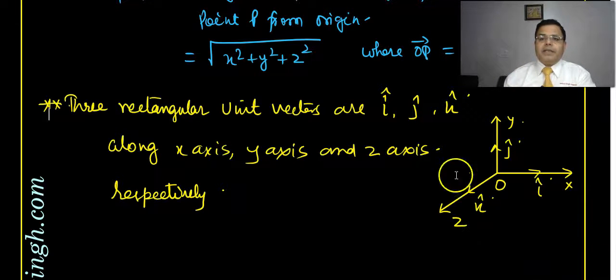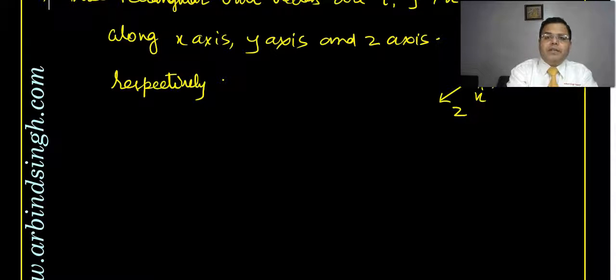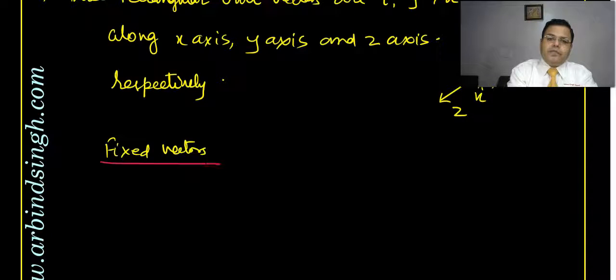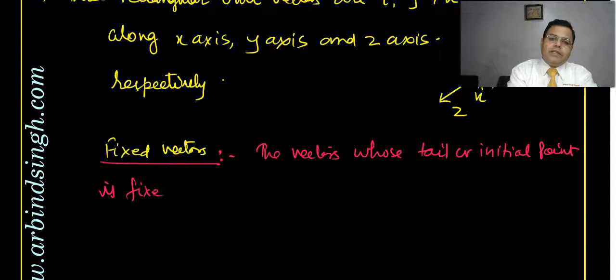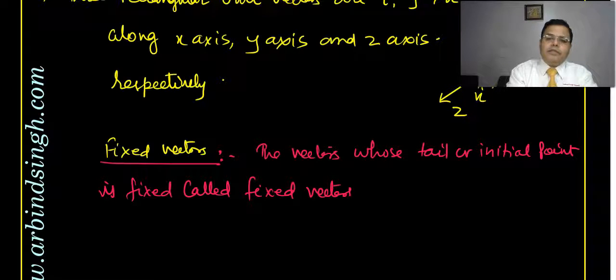Now there are fixed vectors. Some vectors are called fixed vectors. Fixed vectors are the vectors whose tail or initial point is fixed. The unit vectors, whose initial points are fixed, are called fixed vectors.